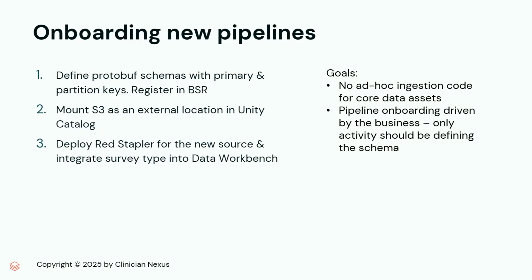And so for onboarding new pipelines, the process is essentially just working with the business teams to define their schemas and put them in Protobuf, define the metadata associated with that, and register that in our schema registry. If they have a source of data for that, like an S3 bucket or some application, we just register that in Unity Catalog, and then we can deploy this workflow for that schema configuration and integrate it with the data workbench. So again, our goal is no ad hoc ingestion for our most important data assets, and the pipeline onboarding is driven by our business users.